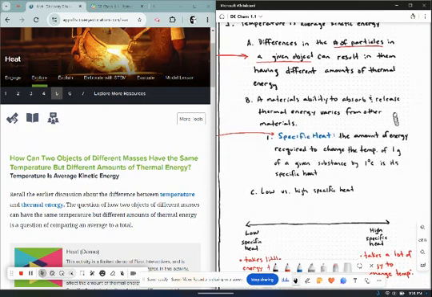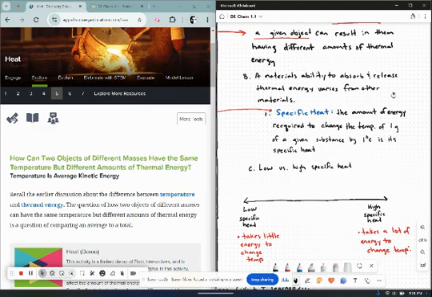Okay, letter B. A material's ability to absorb and release thermal energy varies from other materials. Okay, that's true. And that brings us to the term specific heat. This is the amount of energy required to change the temperature of 1 gram of a given substance by 1 degree Celsius. This is specific heat.